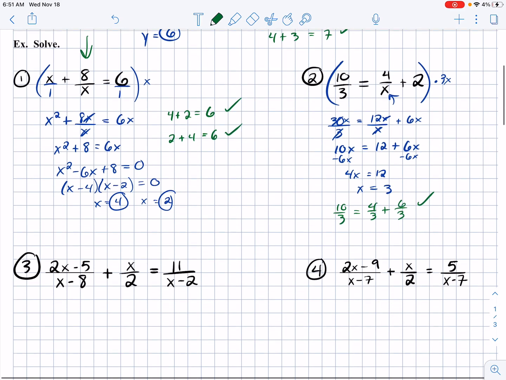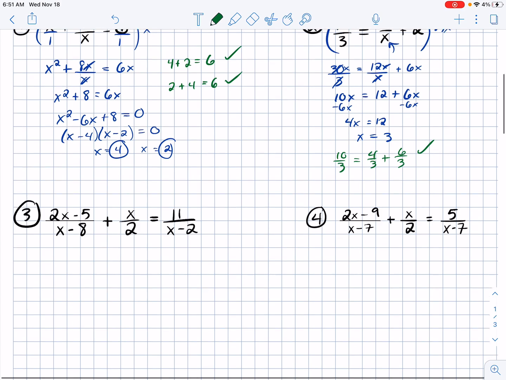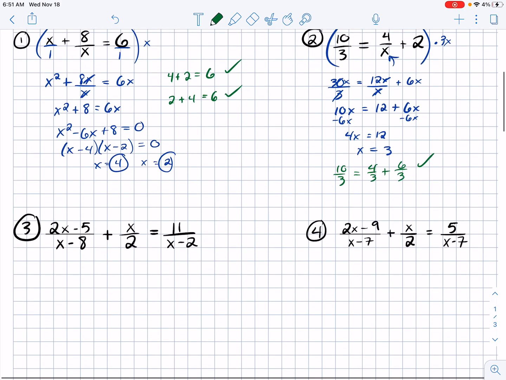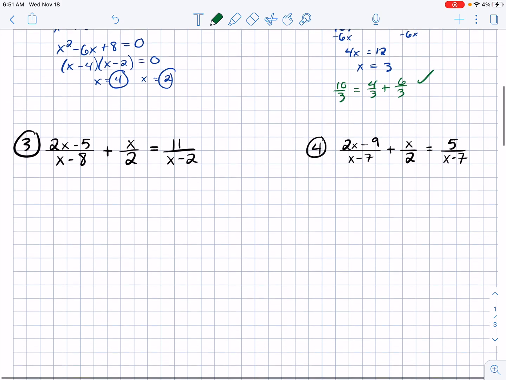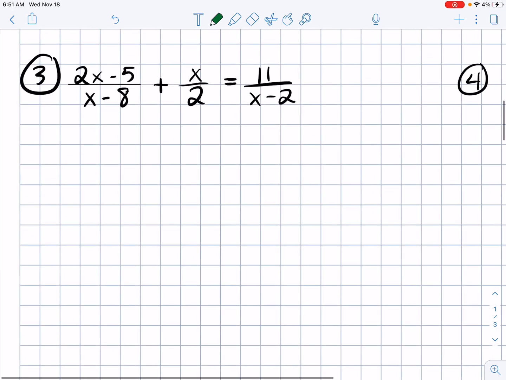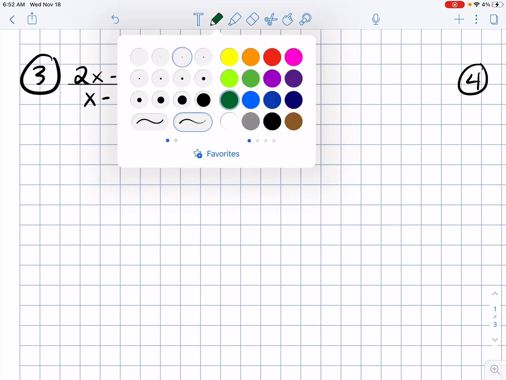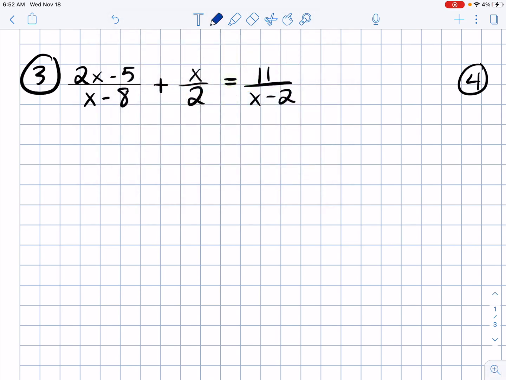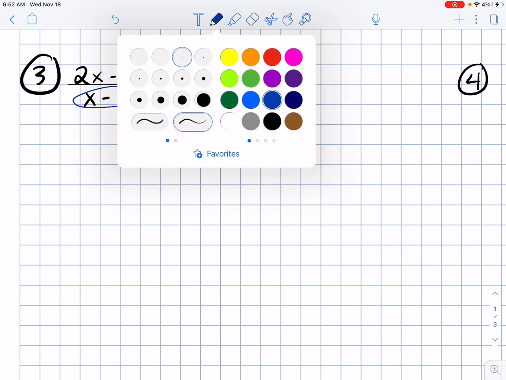All right, let's move on to some more complex rational equations. So something like number 3. And if we just took away this part of the equation, you were solving these in 5.3 fine, right? We need to rewrite with the least common denominator. So I'm going to use that second method that I showed you earlier. But our least common denominator here is going to be a product of x minus 8, 2, and sorry, this should also be x minus 8.